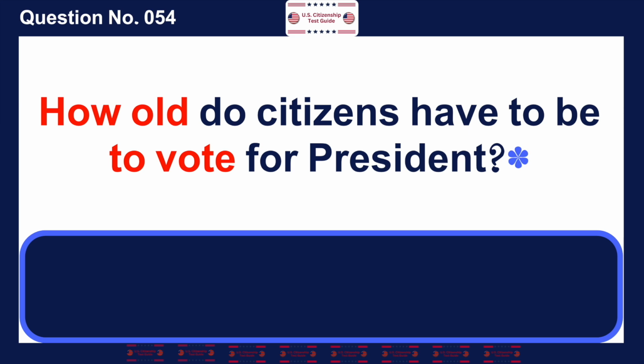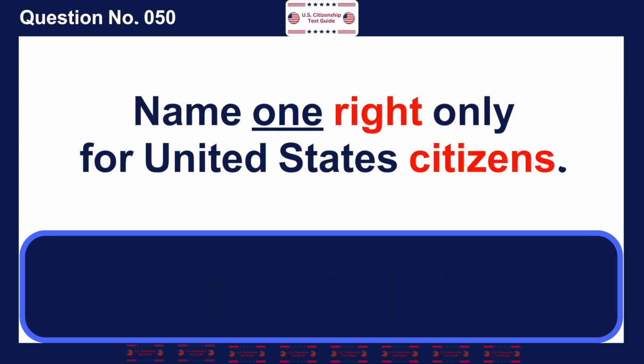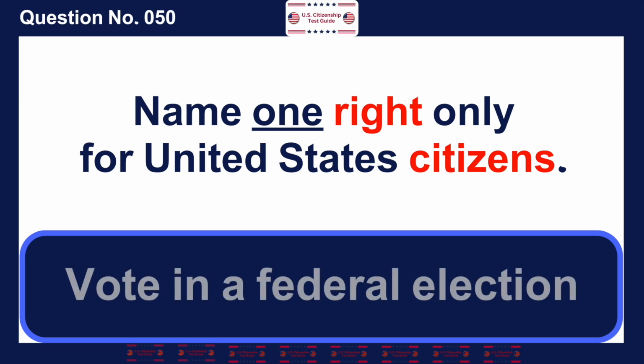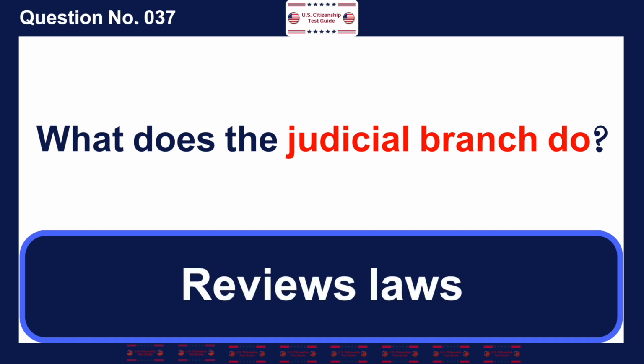How old do citizens have to be to vote for president? 18 and older. Name one right only for United States citizens. Vote in a federal election. What does the judicial branch do? Reviews laws.